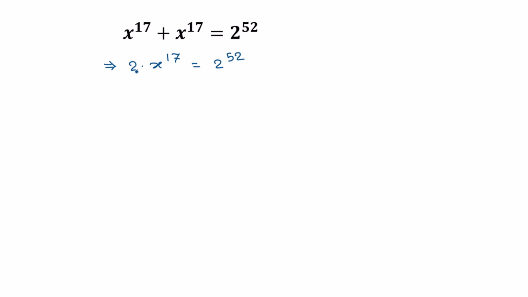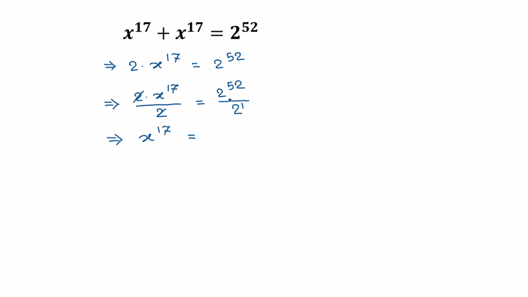Now divide both sides by 2. We will get on the left side 2 times x to the power of 17 divided by 2 is equal to, on the right side, 2 to the power of 52 divided by this 2. We have divided both sides by this 2, so this 2 and this 2 will cancel out and it will be x to the power 17 is equal to, now this 2 is 2 to the power 1.